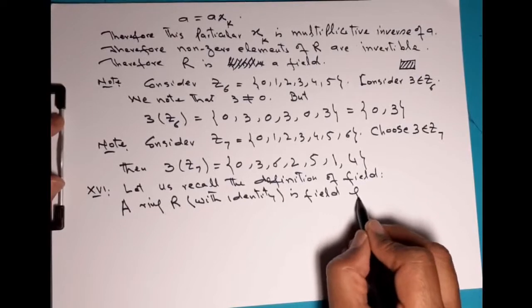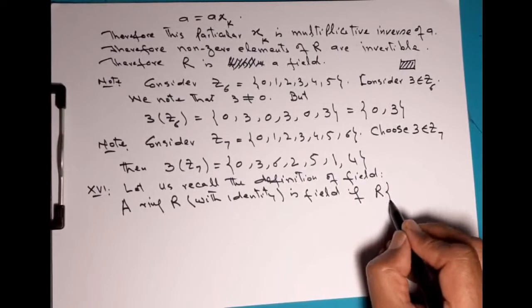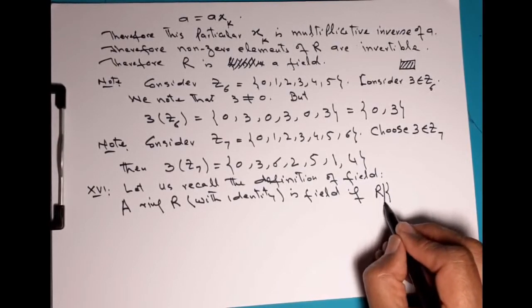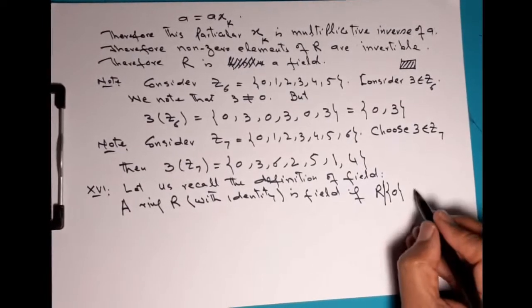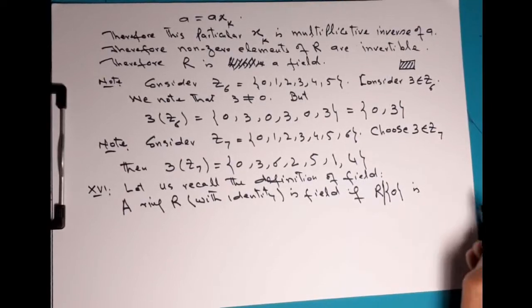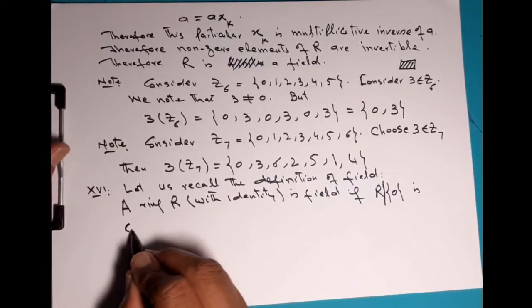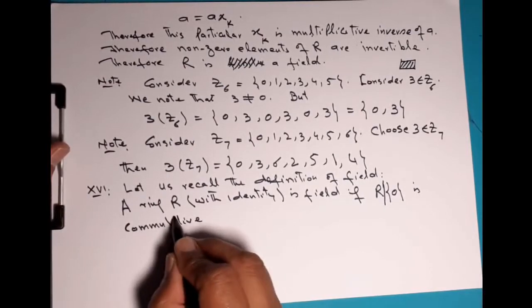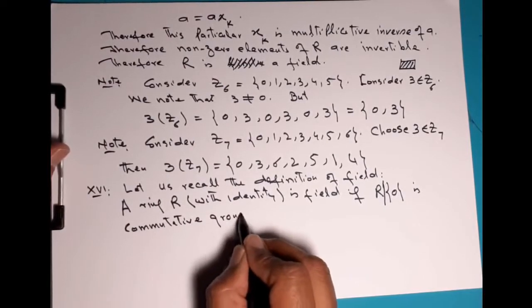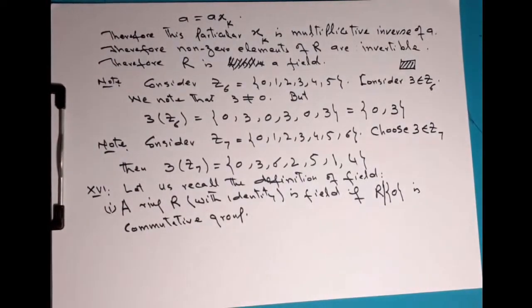if you remove the zero element from the ring, then the remaining elements form a commutative group. So this is one definition. A ring R with identity is a field if R minus 0 is a commutative group.